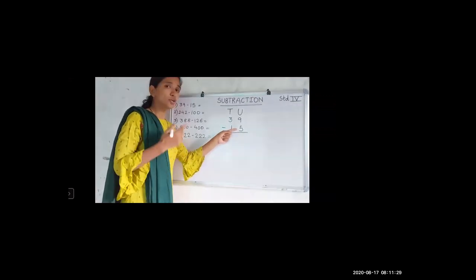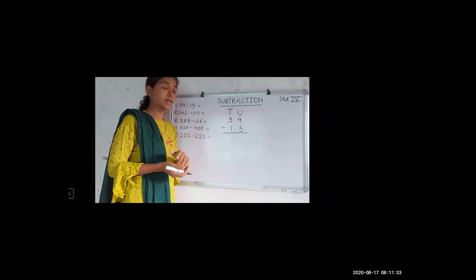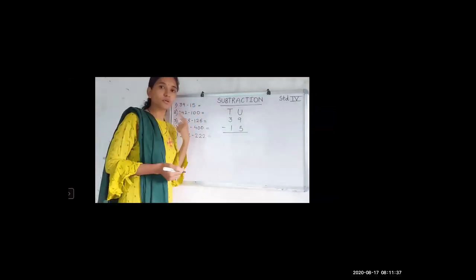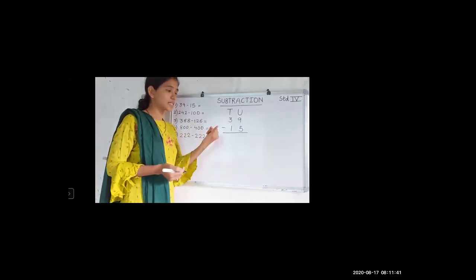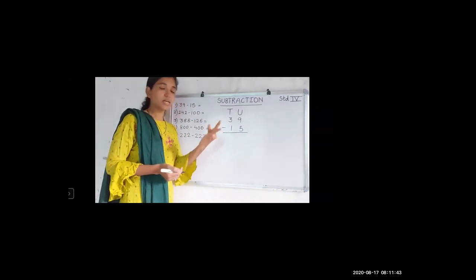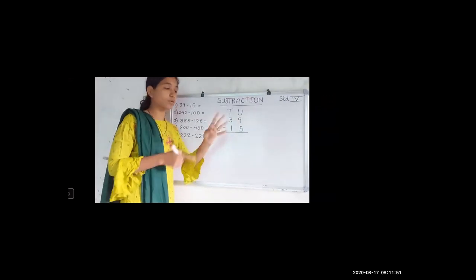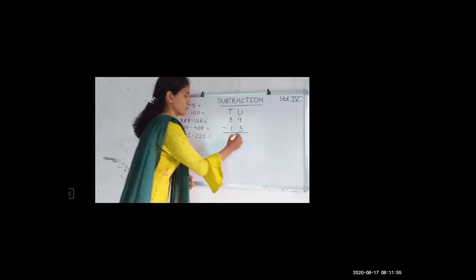So what you have to do, you have to keep the smaller number in your mind, that is 5, and you have to start counting after 5. So after 5, 6, 7, 8, 9. You have to count till 9 because here the bigger number is 9. So how many fingers have I counted? 6, 7, 8, 9. So the answer is 4.